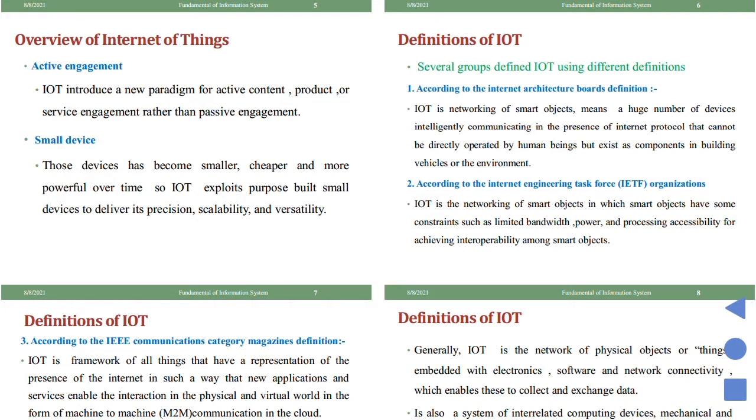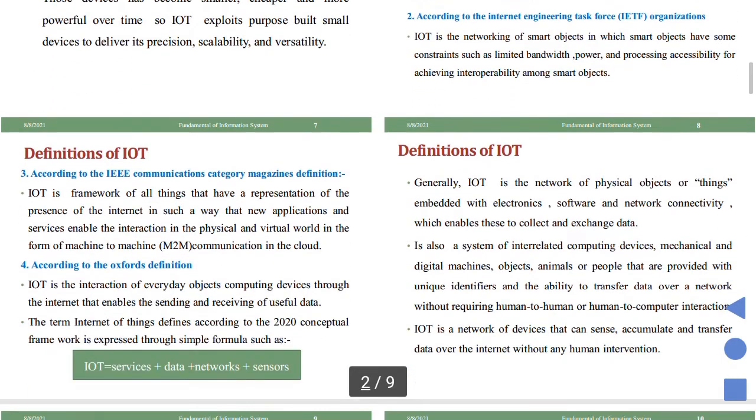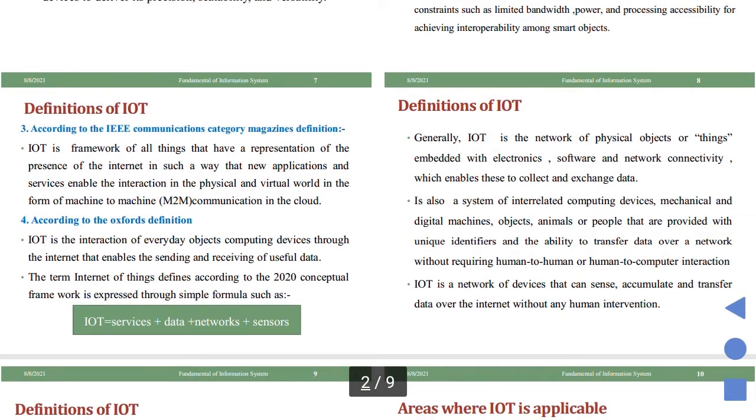IoT is a networking of smart objects. The Internet Engineering Task Force defines IoT as a networking of smart objects in which smart objects have some constraints. Others, like the IEEE, say it's a framework of all things. The Oxford Dictionary defines IoT as the interaction of everyday objects.